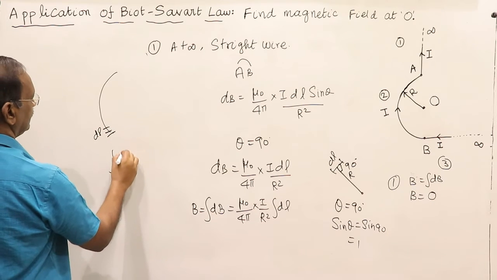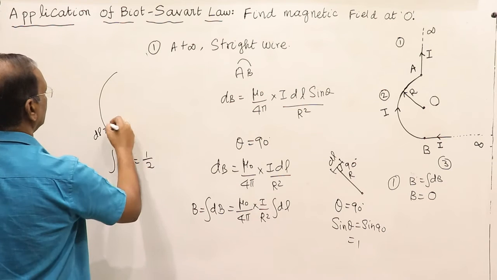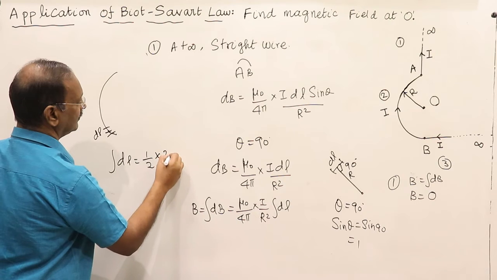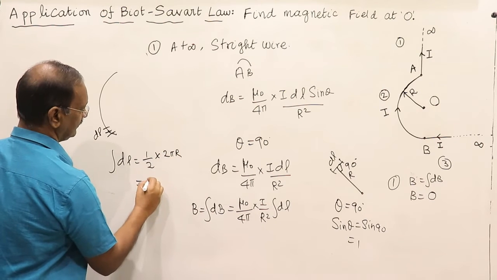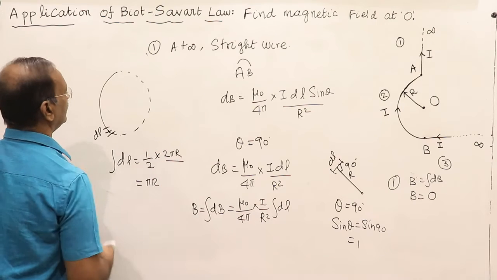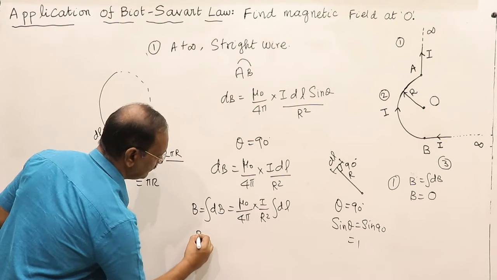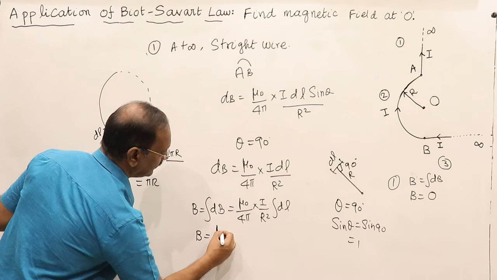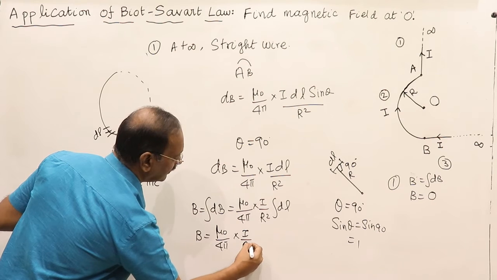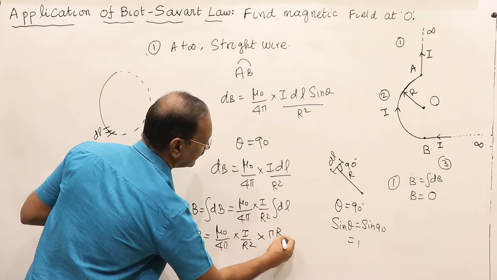If we integrate, the total length is equal to half of the circumference of a full circle, because this is semicircular. For a full circle it is 2 pi r, so for half of the full circle it is equal to pi r. So we can write B is equal to mu naught by 4 pi into I divided by r square into the integral of dl, which is equal to pi r.